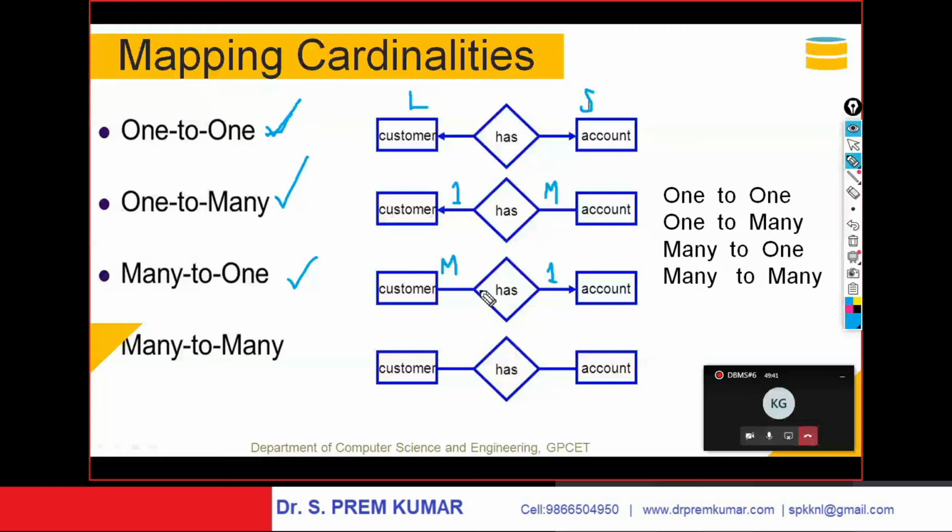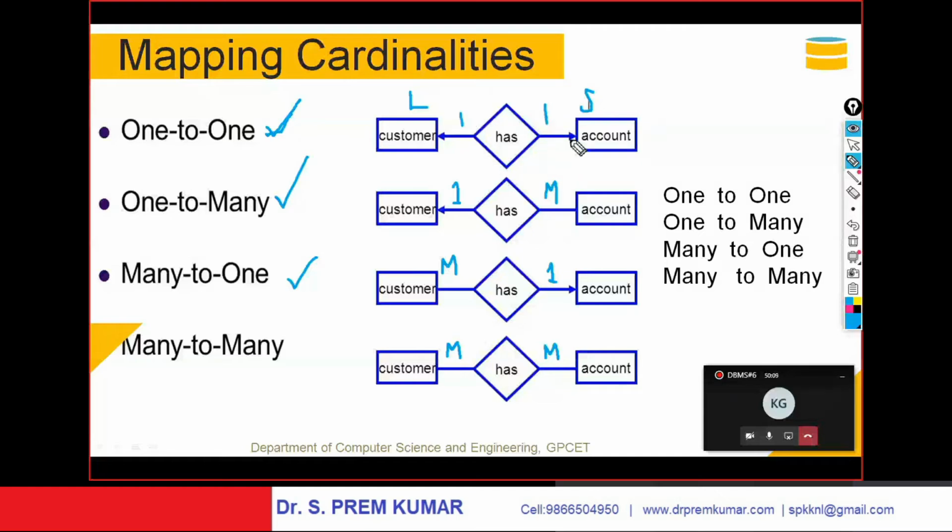This is many-to-one. If there is an arrowhead, that implies one, many-to-one. Many customers are having many accounts. This is many-to-many. These are called mapping cardinalities. One-to-one: one customer, one account.